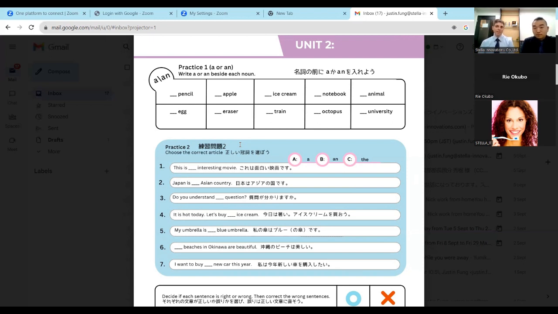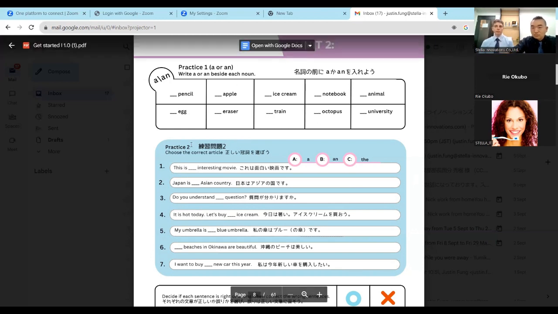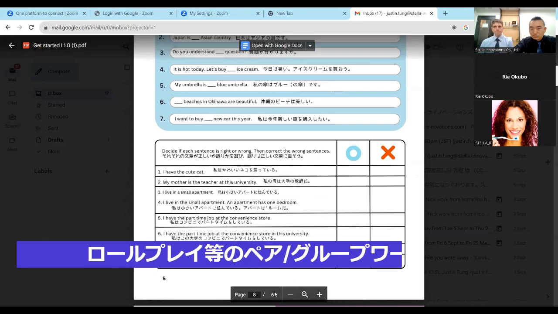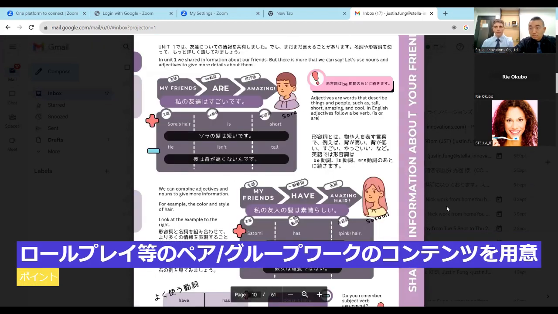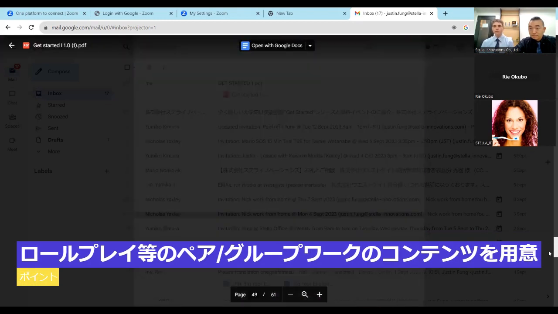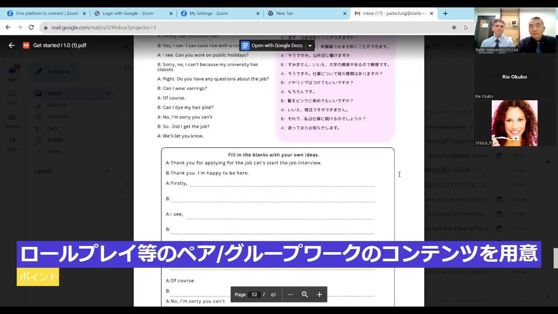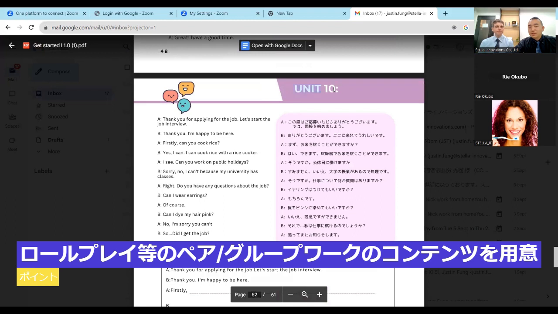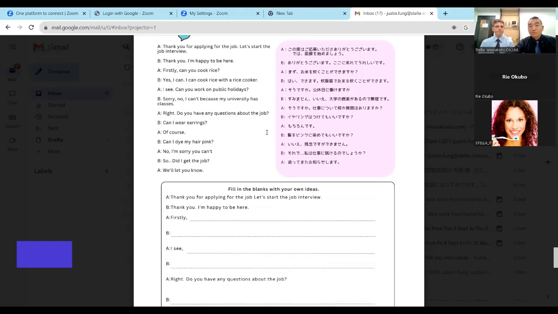If the teacher does want to have some more communicative practice, we have thought about that and we haven't ignored it. At the back of our textbooks, there are role plays that you can use either in pair work or group work, which I think Justin's going to show us now. We're just going to zoom to the back of the book and have a look.